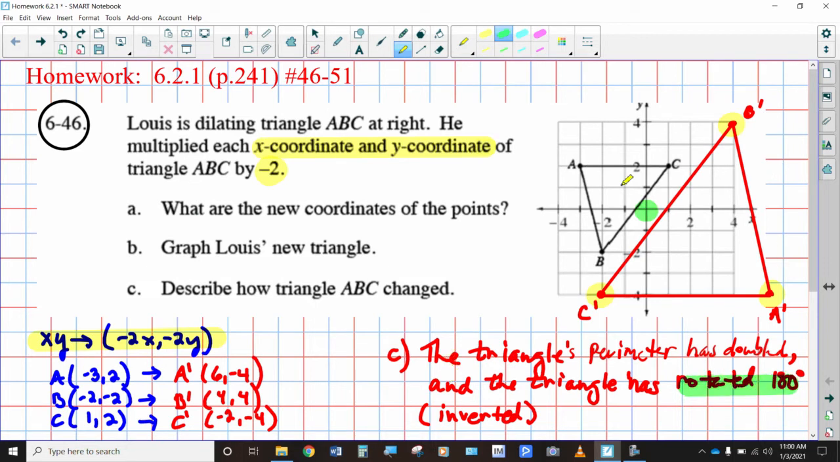You could also say that it reflected over both the y-axis and the x-axis. That would be another way to describe how this red triangle is different, or how it changed from the black triangle. So doubled in size, and then there's like this inversion that takes place in a rotation around the origin.